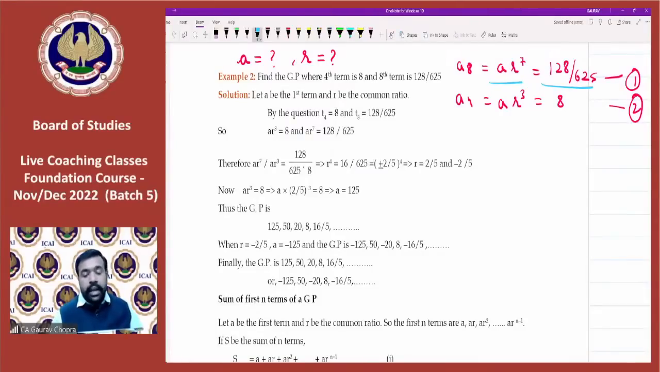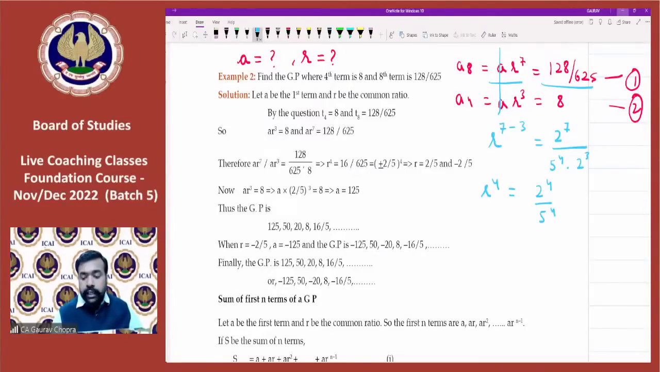So let's divide them and cancel out some figures. A will get cancelled. Then R to the power of 7 minus 3 is equal to 128, which can be written as 2 to the power of 7, upon 625, which can be written as 5 to the power of 4, and 8 can be written as 2 to the power of 3. So here it comes, R to the power of 4 is equal to 2 to the power of 4 upon 5 to the power of 4.